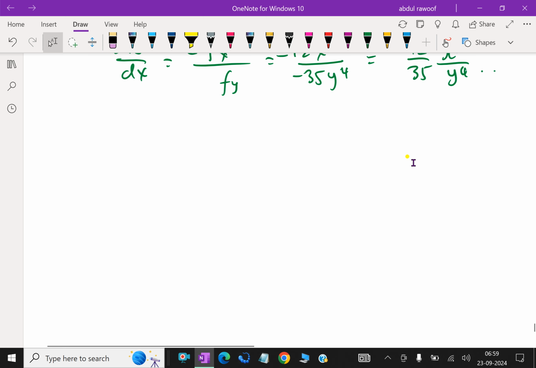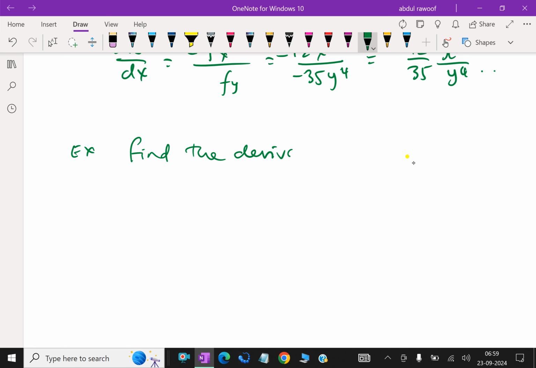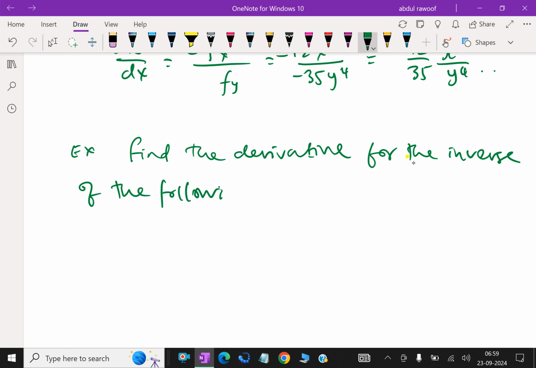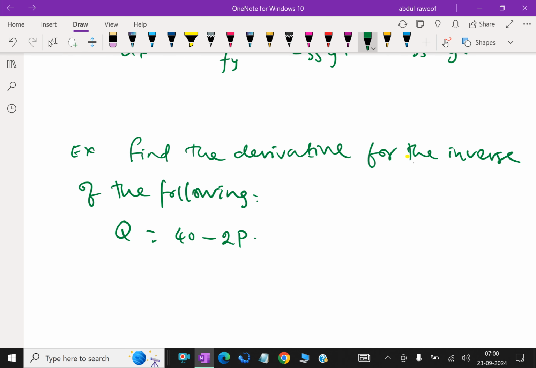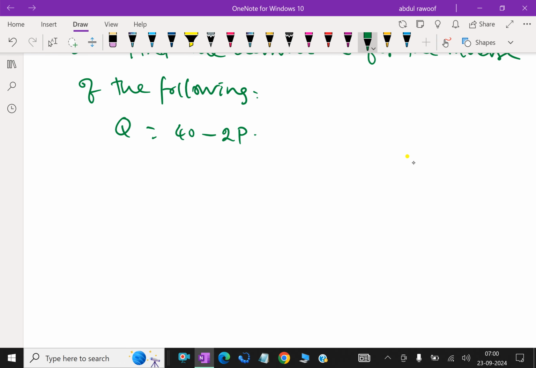Next example, find the derivative for the inverse of the following: the function q equals 40 minus 2p.